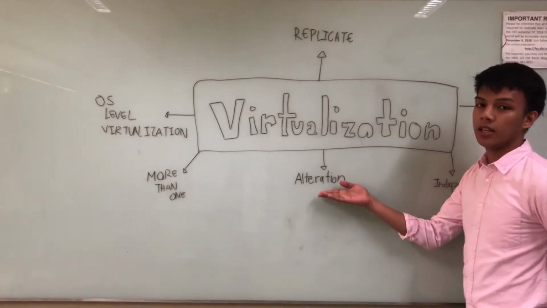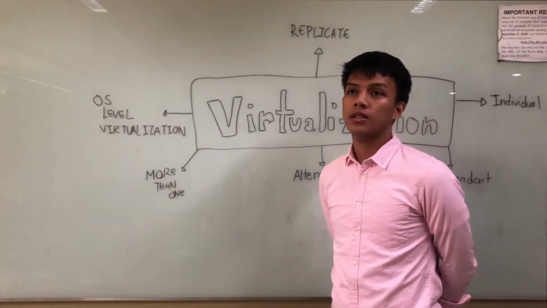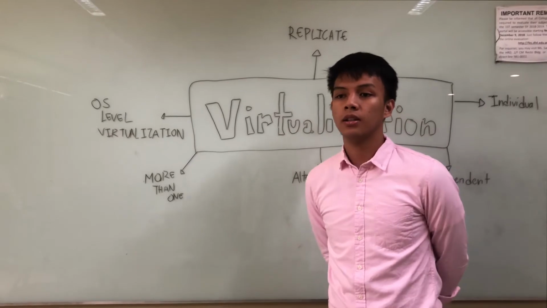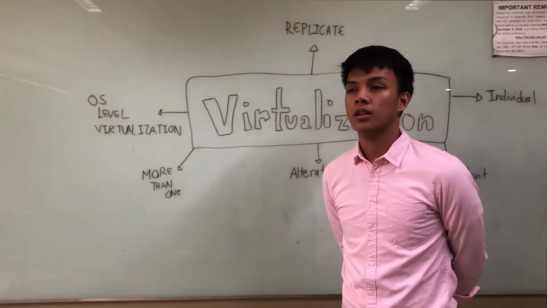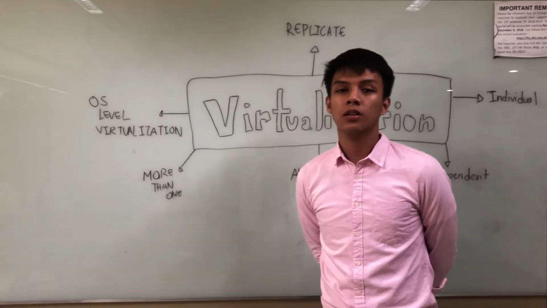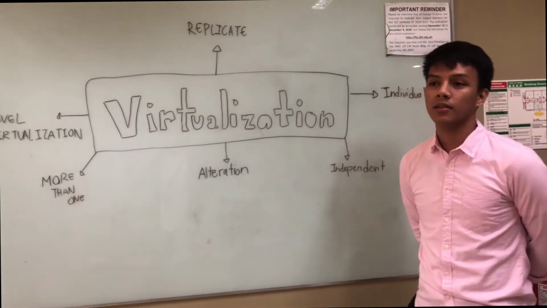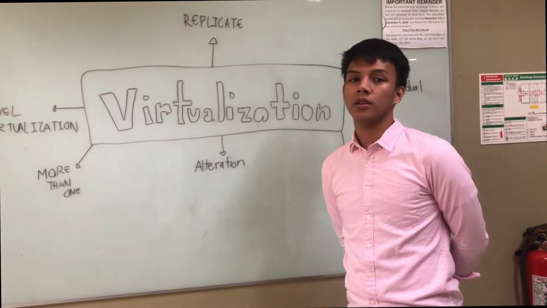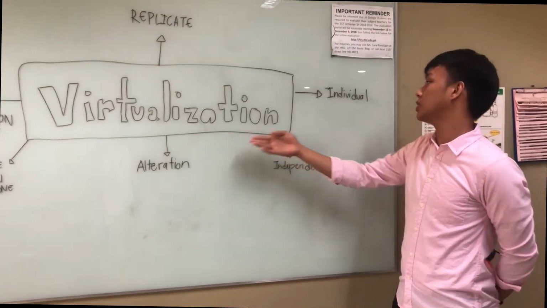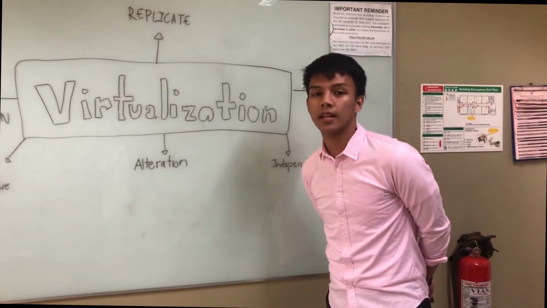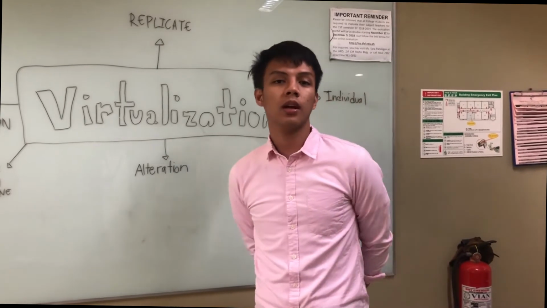Virtualization, alteration. It is the alternating of a computer system that can run different applications and different working users in a single computer type. With virtualization, the independent can work independently, not interfering with one another in a single computer type. And the individual is a user request that can be handled individually in the operating system.